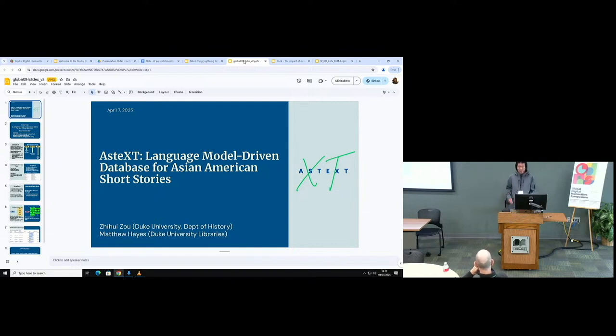Yeah. So, well, I'm Zhihui. I'm an undergrad student at the Department of History and Department of Computational Media at Duke. My collaborator is Matthew Hayes. He's the librarian of Japanese Studies and Asian American Studies at Duke University Libraries. We started this project back in fall of 2024, so fairly recent.